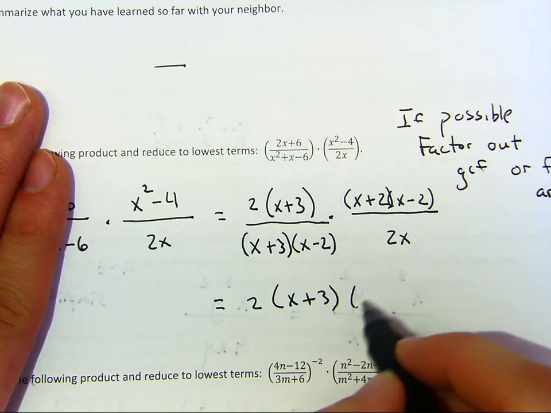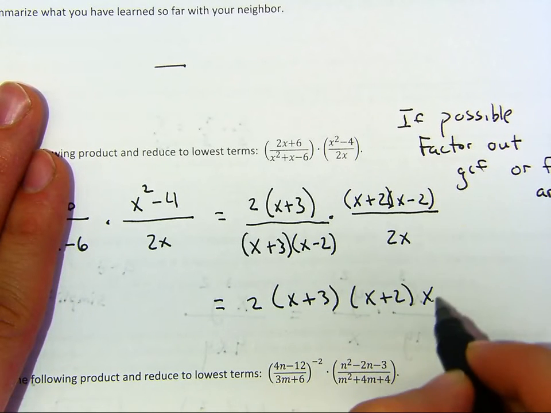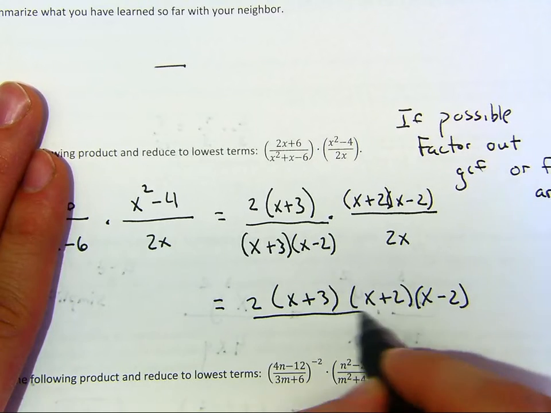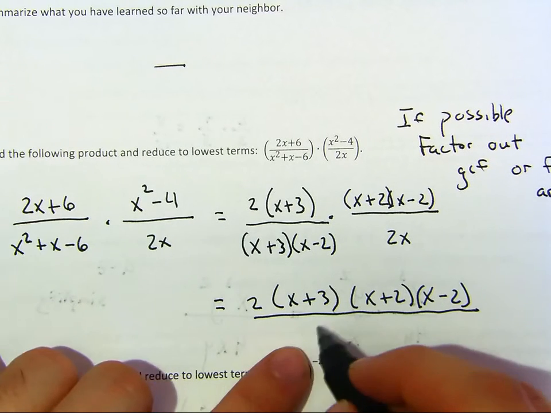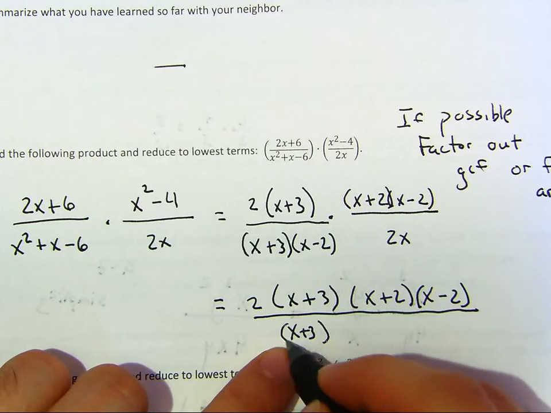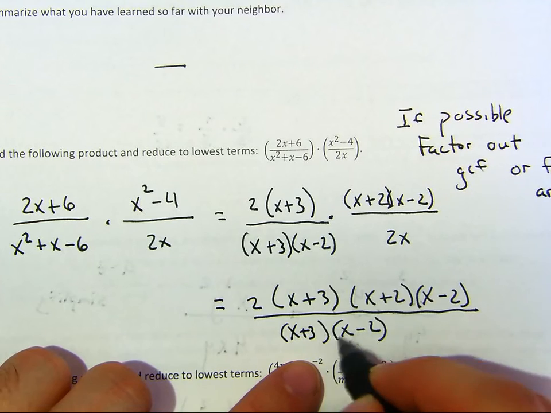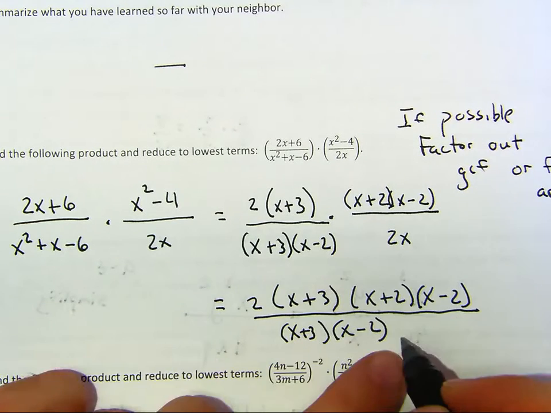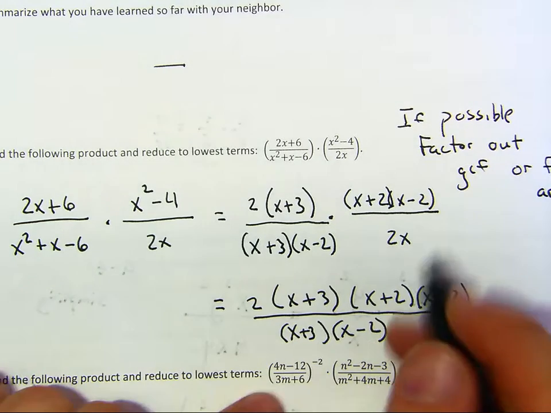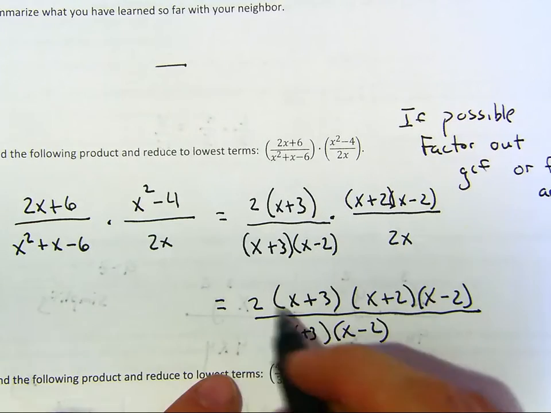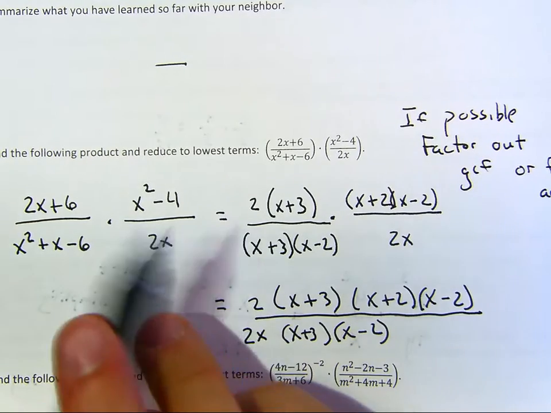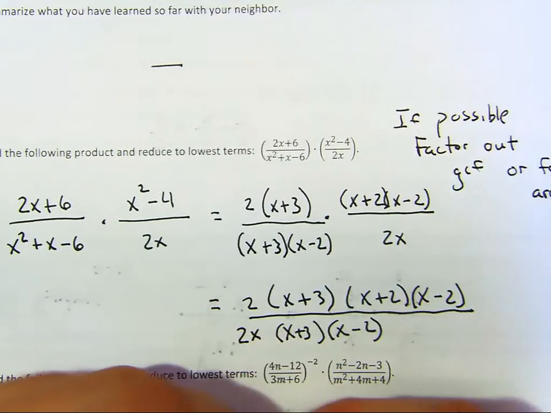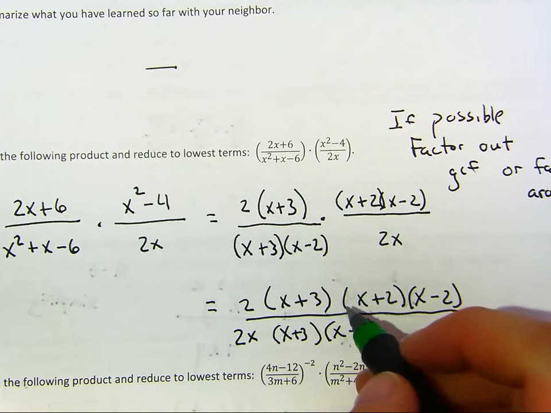Now we need to combine everything together. So I have 2 times x plus 3, x plus 2, x minus 2 on top. And then what's on the bottom? This x plus 3 is here. This x minus 2 is here. And usually this 2x, you don't want to put it on the bottom, right? If it's not a binomial, you just want to leave it over here.